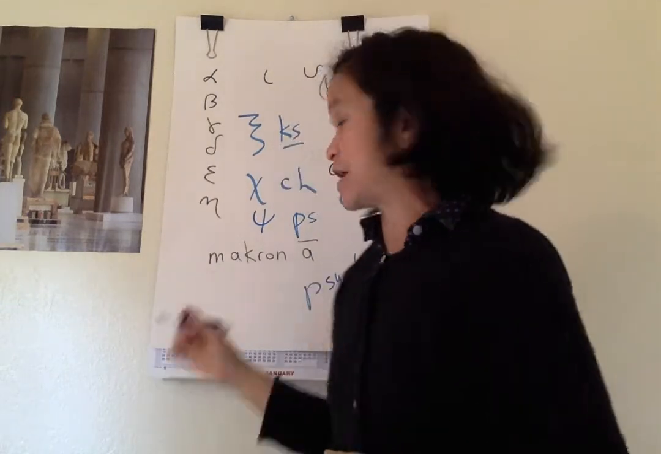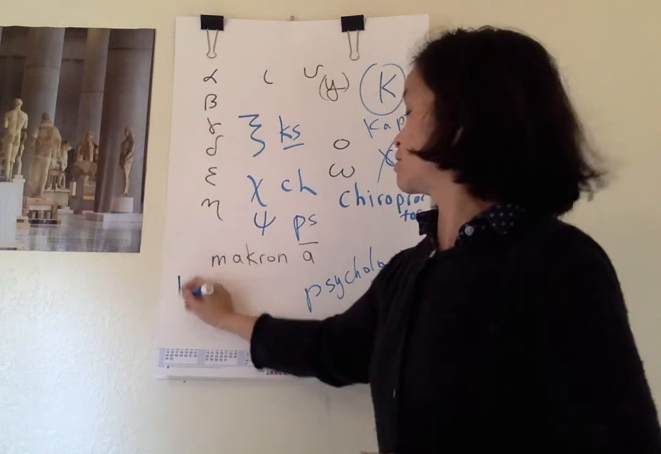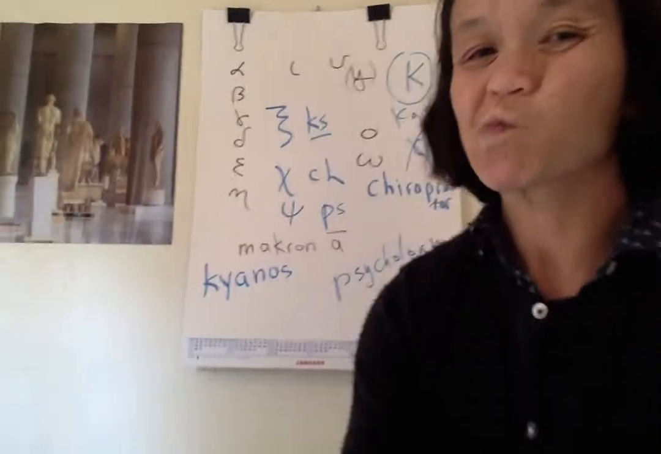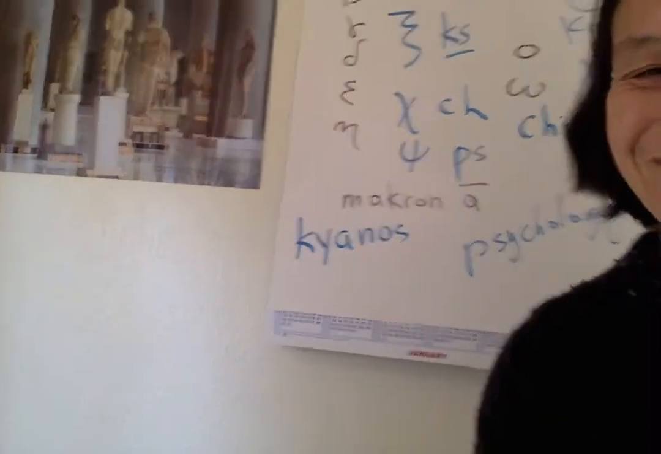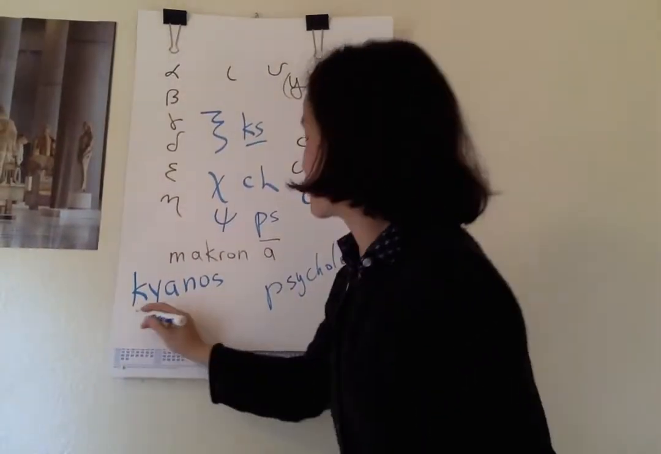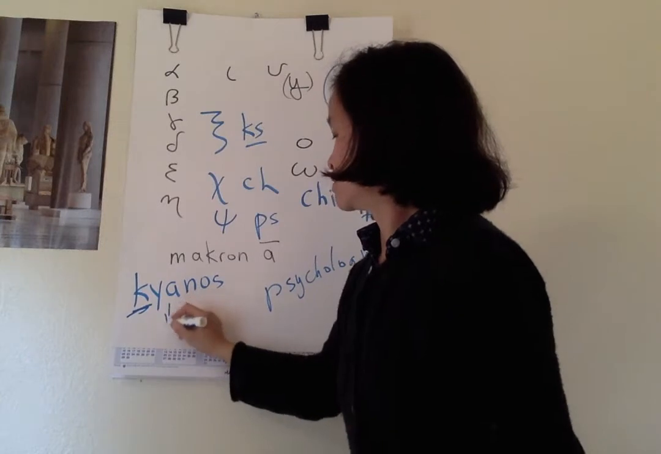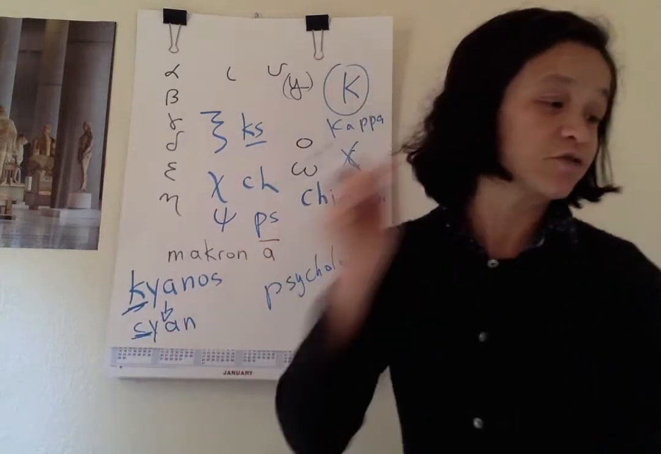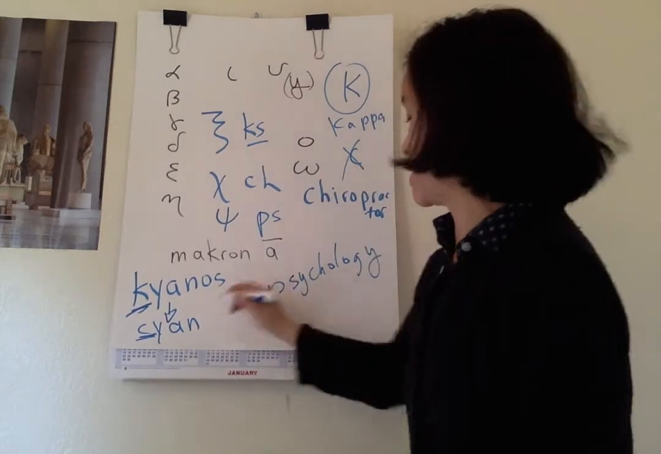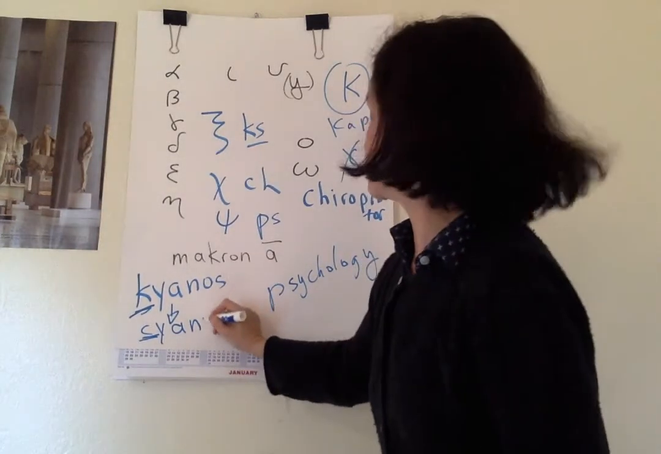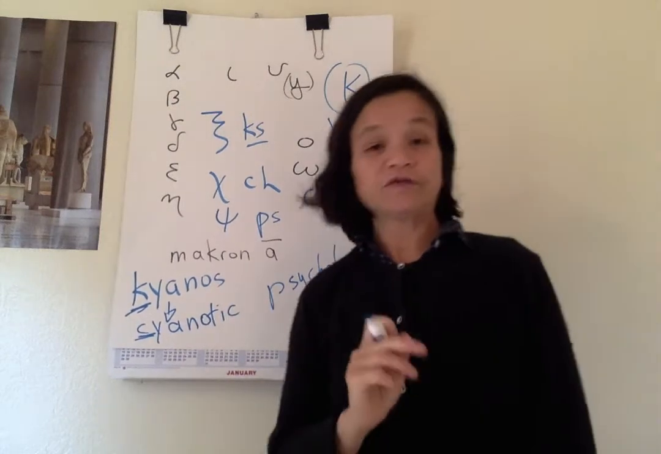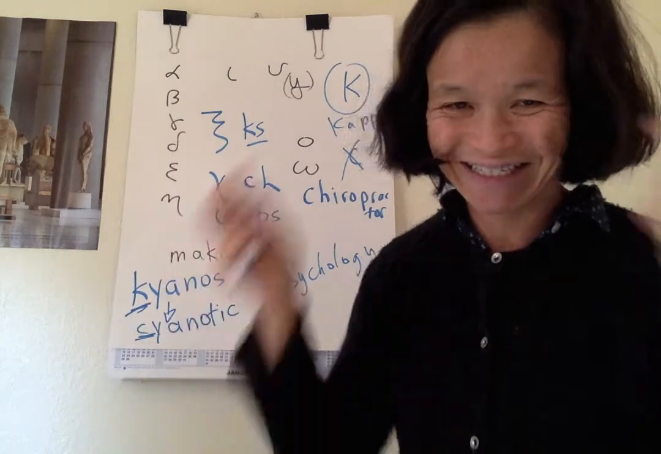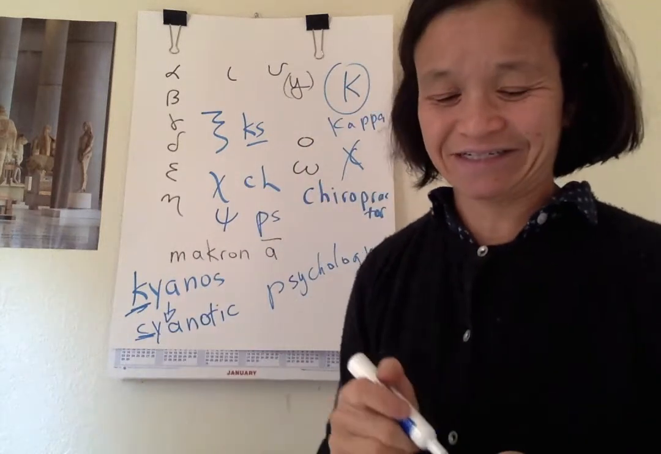An example of that would be the word kyanos. Kyanos. Okay. This becomes a C in English, for instance, in a word like cyanotic. So sometimes what was a K in the original Greek becomes a C, but sometimes it doesn't. I know, everything is inconsistent, alas.